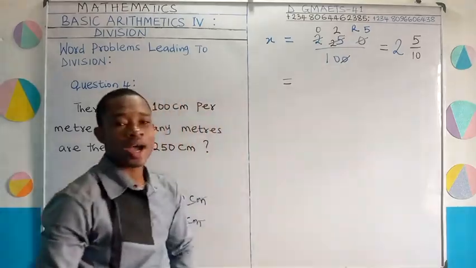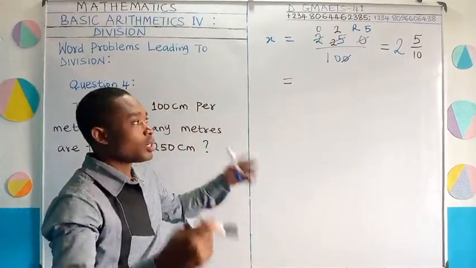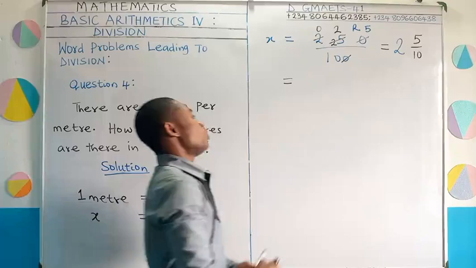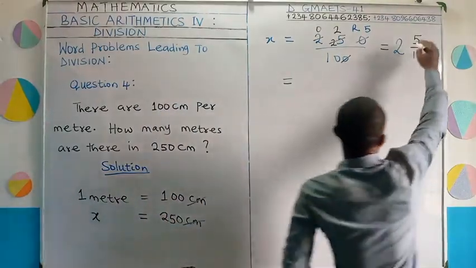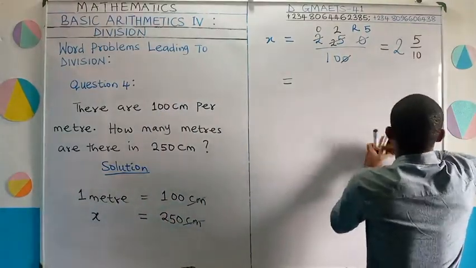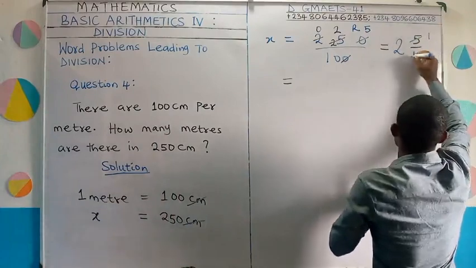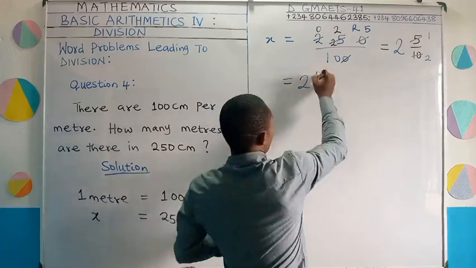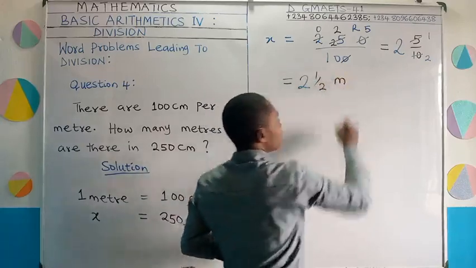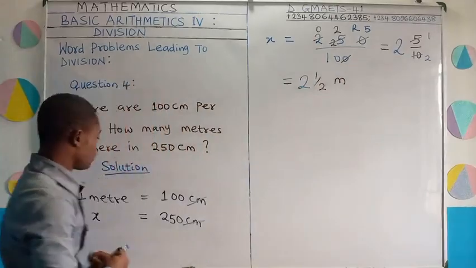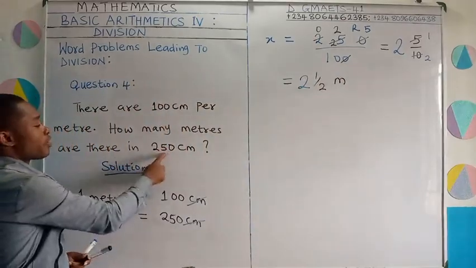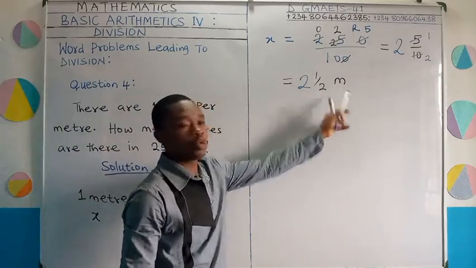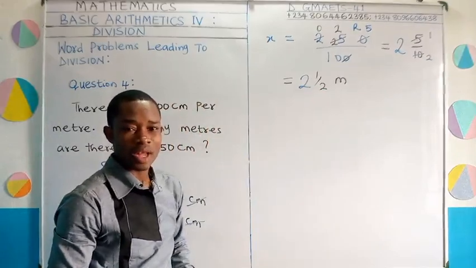If you want to put your answer in, let's say, mixed fraction or decimal, the choice is yours. We can rework this. Let me divide this 5 here, I can reduce it. 5 here 1, 5 here 2. So this is the same as 2 whole number, 1 over 2 meters. That simply tells us that in 250 centimeters, we have 2 whole number, 1 over 2 meters. Does that make sense?